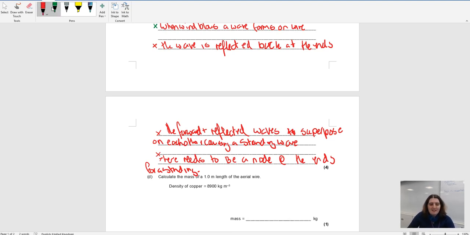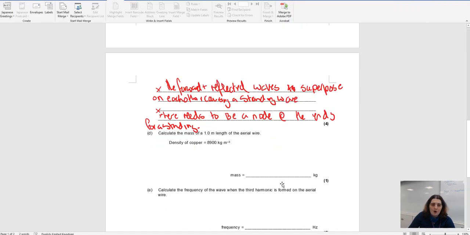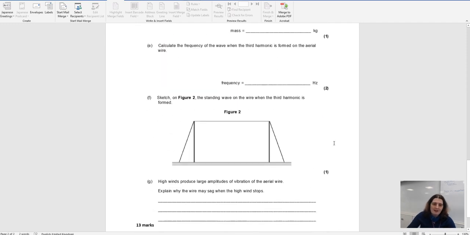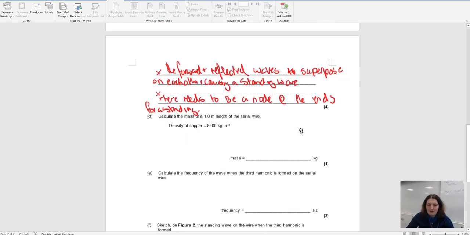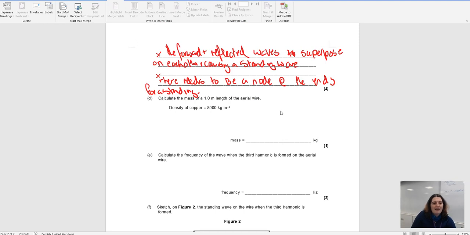Okay, so calculate the mass of a 1 meter length. I'm given the density. So you can pause the video now and do exactly what you think you're going to need to do for this, and then come back and check.